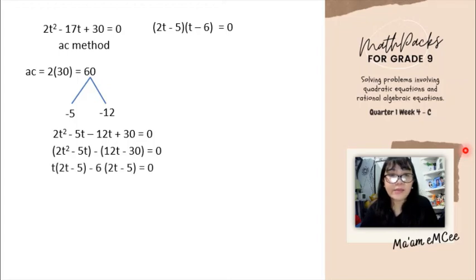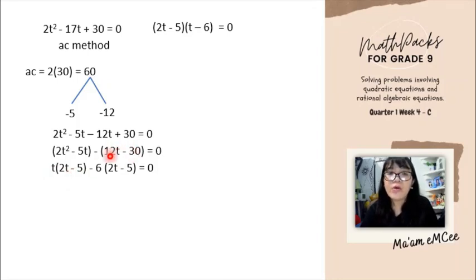Then, after regrouping, we will be getting the common factor for each group. So, what is the common factor of 2t squared and 5t? We have t. We factor out t. 2t squared divided by t equals 2t. Negative 5t divided by t, the t cancels out. So, what remains is negative 5.